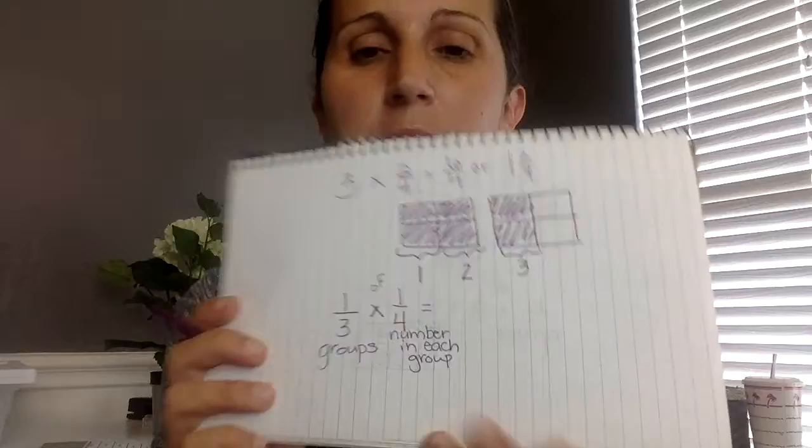Trying to write fast but clear for you. It's hard for me to do both. Okay, so I'm going to start by drawing my whole. And in this case, my whole is broken up into fourths.